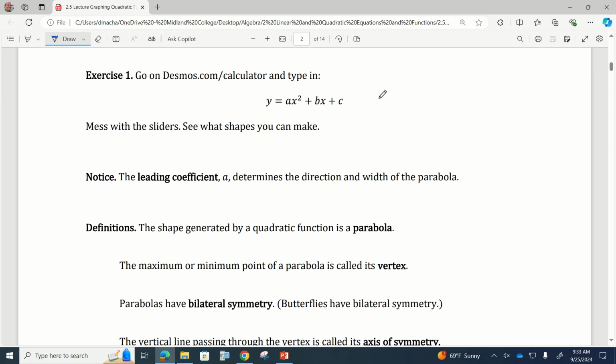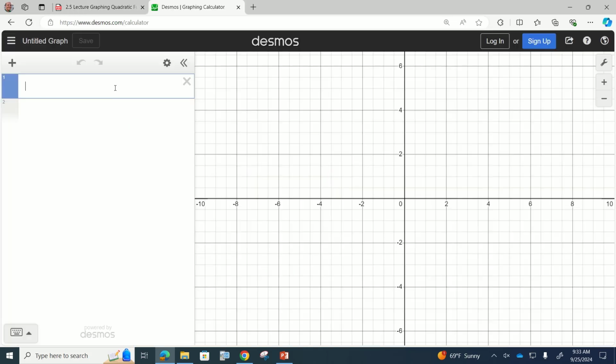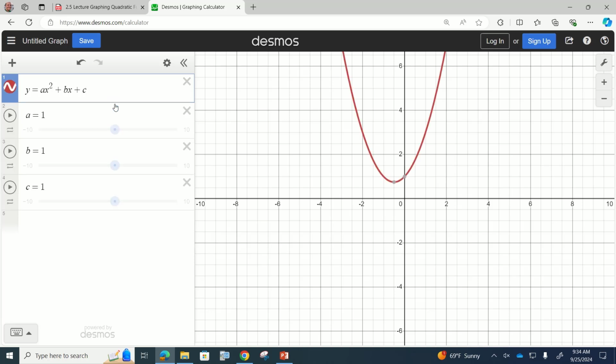Okay, the first thing we're going to do is go to desmos.com. If you haven't done this yet, I would really recommend you try this on your own time as well. And then we'll type in y equals ax squared plus bx plus c. And then Desmos won't do anything because it doesn't know what a, b, and c are. But you can add a slider for a, b, and c if you click the all button. So click.